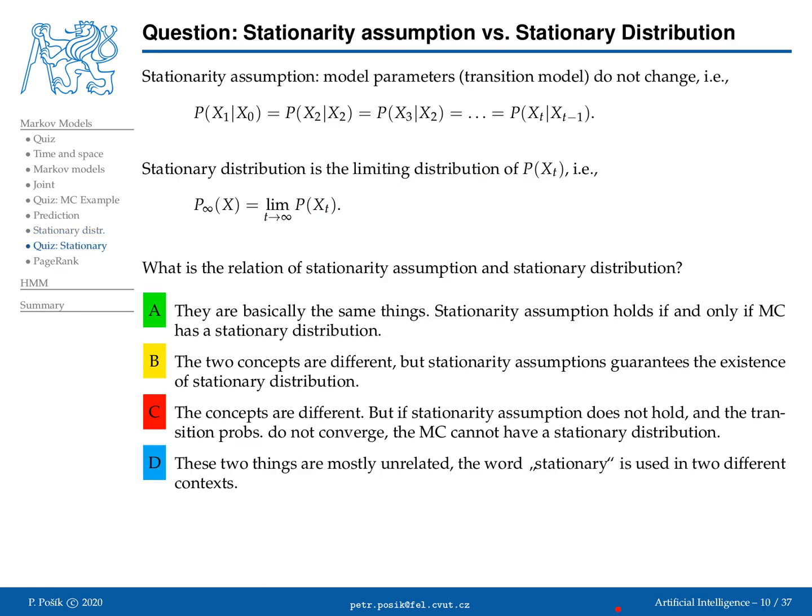Okay, now I do have another question for you. We have talked about the stationarity assumption and about the stationary distribution. The stationary assumption means that all these transition probabilities are the same. The stationary distribution is the limiting distribution of the mini-forward algorithm. And the question for you is, what is the relation of the stationary assumption and the stationary distribution?